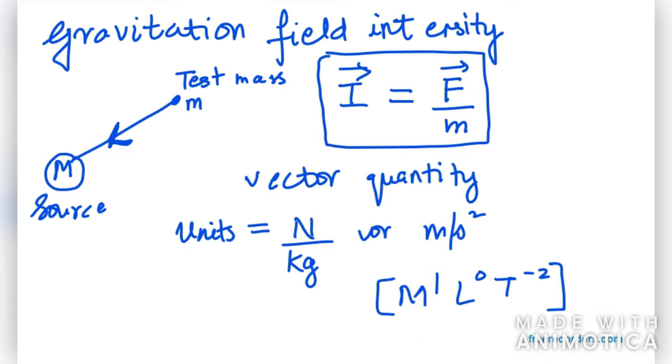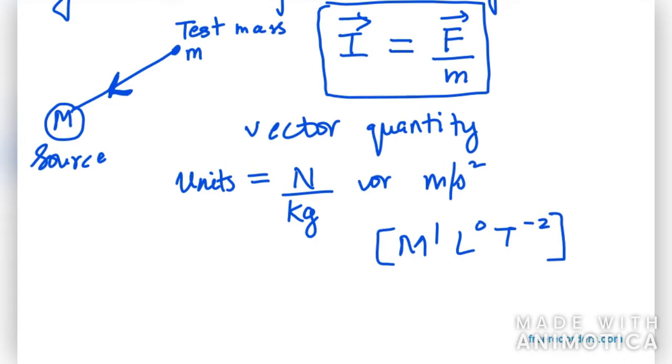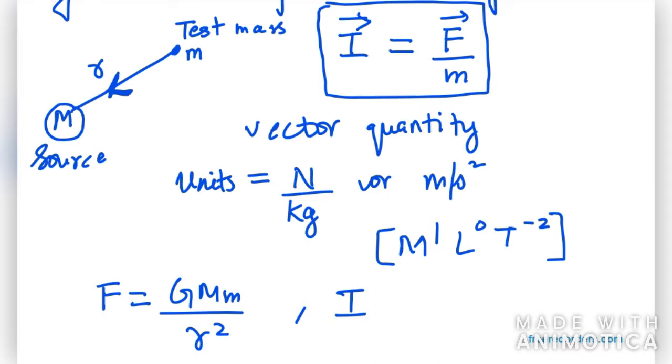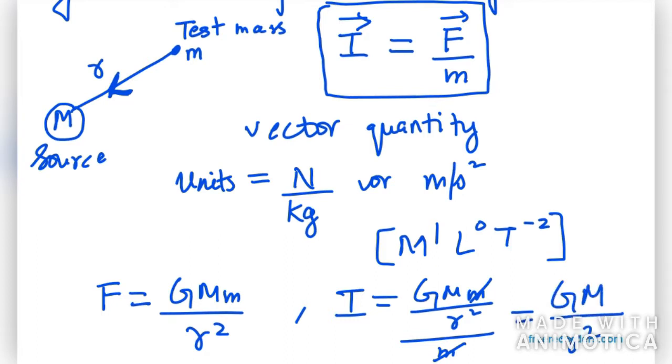Now, if we need to find the intensity of the gravitational field between the test mass and the source, first of all we need to define the force. According to Newton's law of gravitation, it will be G M m over r square, where r is the distance between them. Intensity is force over unit mass, so small m cancels out and you have I equals GM over r square. This is the general value of gravitational field intensity between source and test mass.